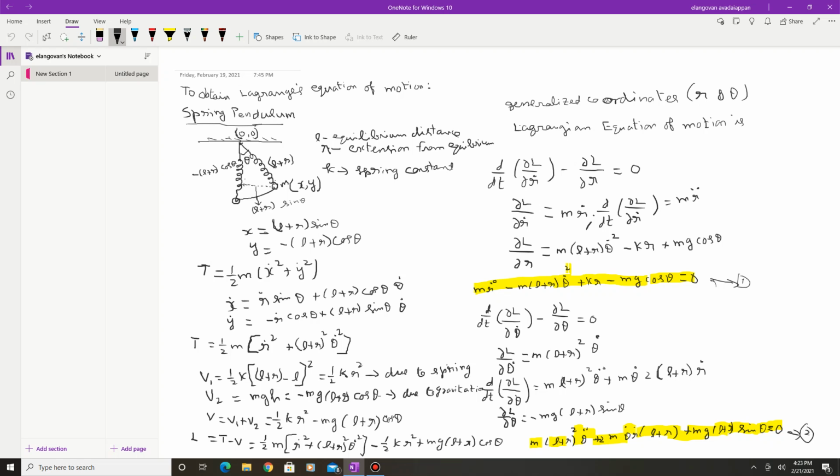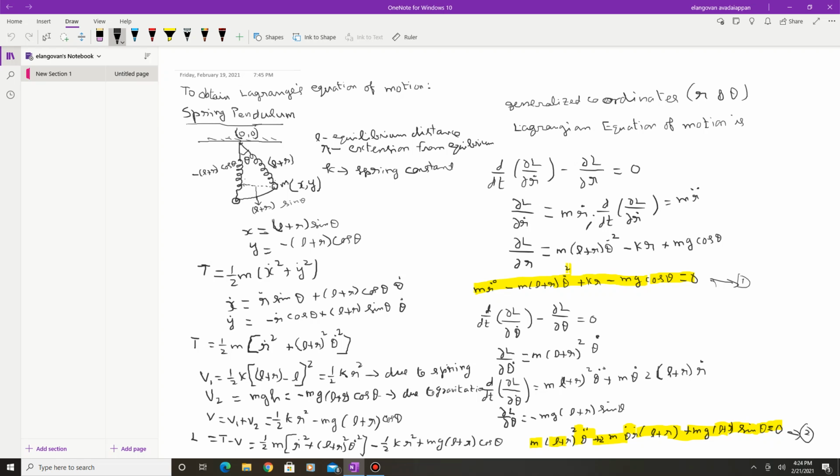So for the first coordinate r, the Lagrange equation of motion is d by dt of partial dL by d r dot, minus partial dL by dr, is equal to 0. Then let us find the partial dL by d r dot. You know the expression for L here, and if we differentiate with respect to r dot, we will get m r dot. If we find d by dt of partial dL by d r dot, differentiating with respect to time, you will get m r double dot.